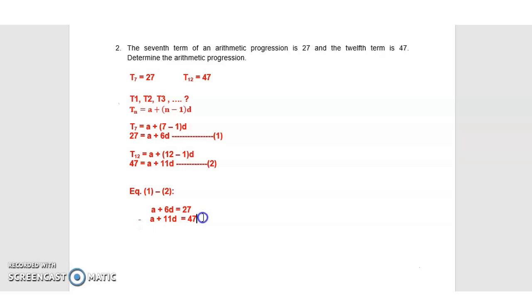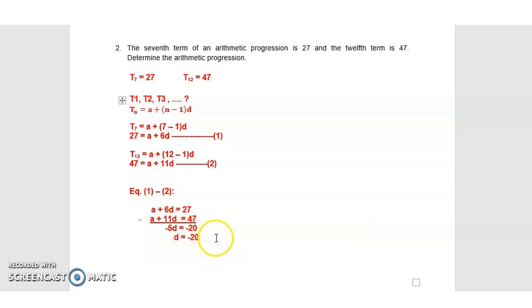Okay, here if you look at A minus A equal to 0. 1A minus 1A equal to 0. 6D minus 11D equal to negative 5D. 27 minus 47 is negative 20. So how to find D? So D equal to negative 20 divided by negative 5.